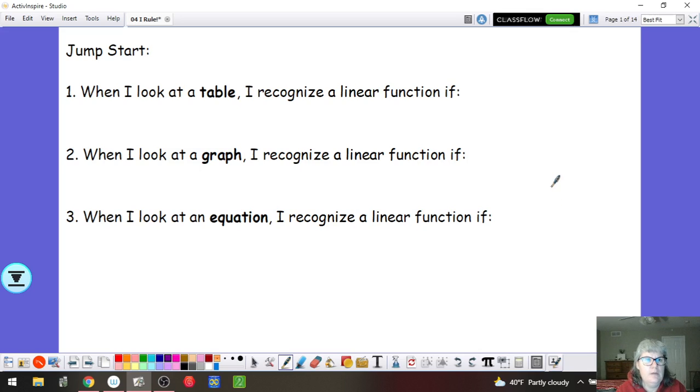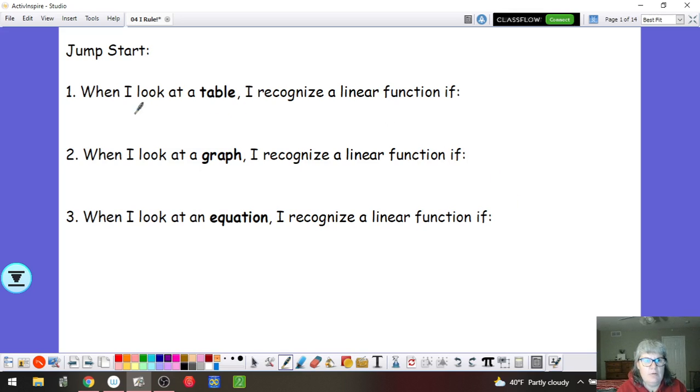So the jump start for the lesson has these three statements. When I look at a table, I recognize a linear function if. When I look at a graph, I recognize a linear function if. And when I look at an equation, I recognize a linear function if.